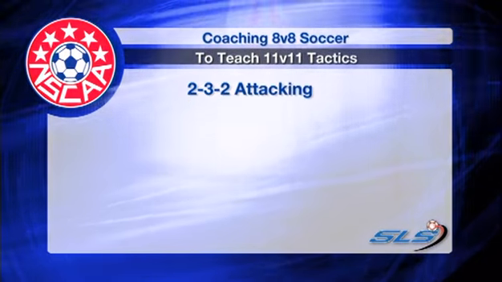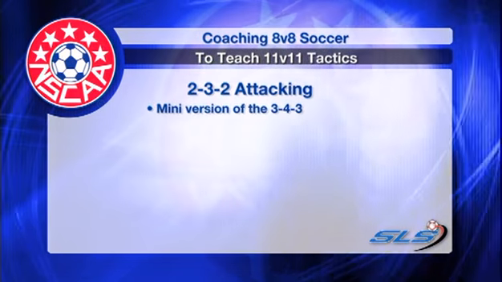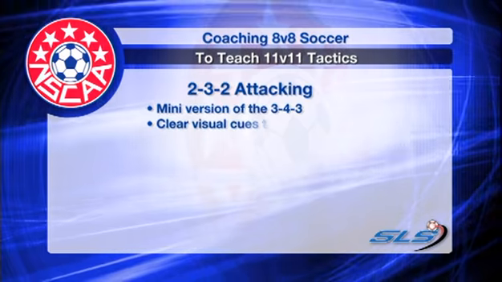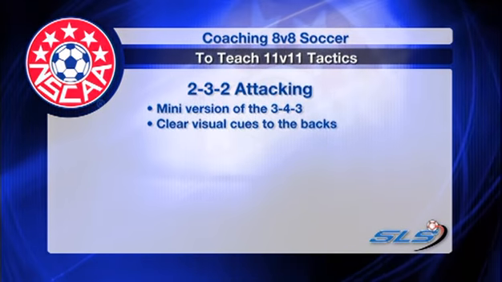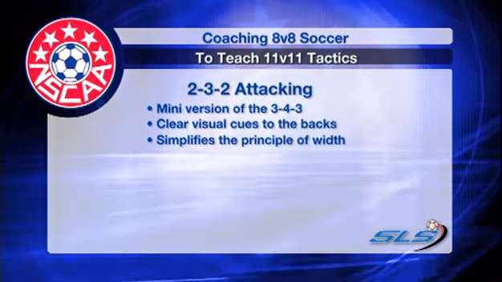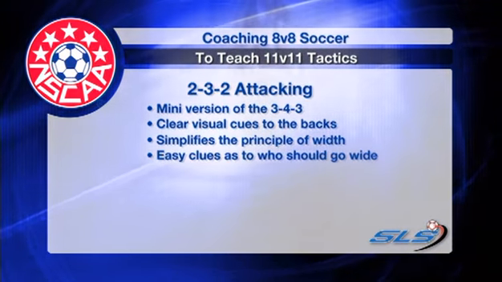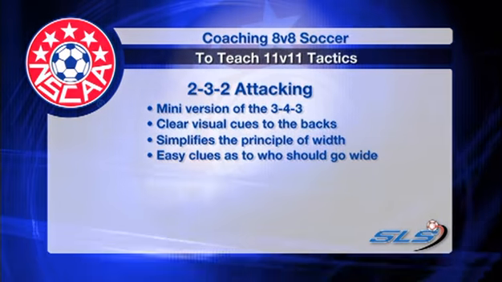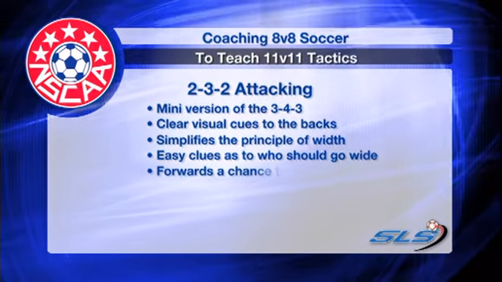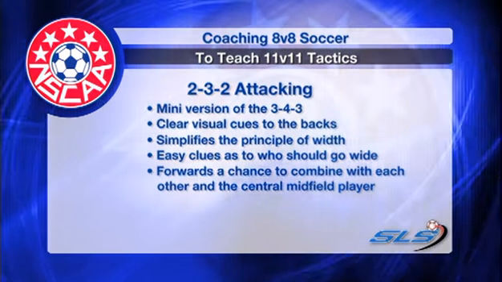The 2-3-2 is a good attacking shape and is a mini version of the 3-4-3. It presents clear visual cues to the backs. It simplifies the principle of width. It gives us an easily recognized clue as to who should go into the wide position, and it gives the two forwards a chance to combine with each other and the central midfield player.